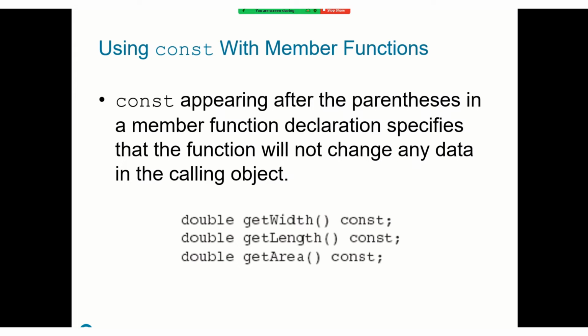Const appearing after the parentheses in a member function declaration specifies that the function will not change any data in the calling object. So typically the getter functions, the accessors, do not change anything. So it's a best practice to mention const, because it is not going to change anything in the data.